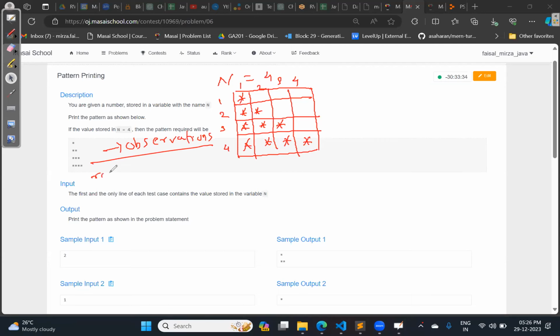How many rows are there? There are 4. How many columns? At last, you are getting all 4 columns. But one pattern is there. If you are able to see this pattern, what is the pattern? As row is increasing, along with that row, your column is also increasing. Can I say that? Means what?